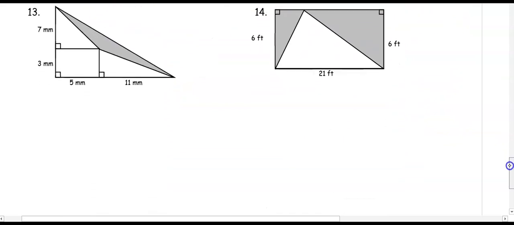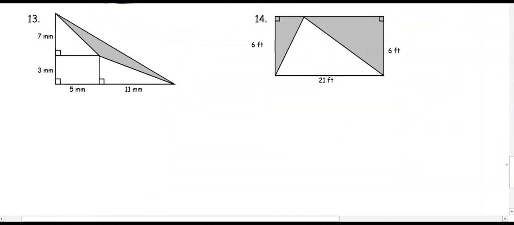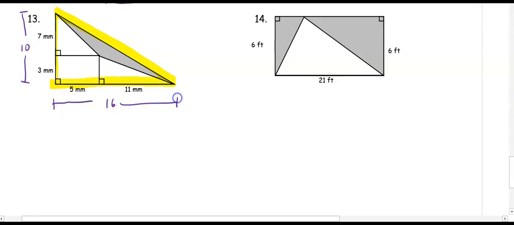The last problems that we're going to look at then are shaded regions. So shaded regions are only part of the picture that we want to find the area for. So in order to do that, we need to find the area of the biggest figure and then subtract out the parts that are not shaded. So in number 13, our largest shape is a triangle. And if we look at that triangle, we see that the height of the triangle is 10 because it's 3 plus 7, and the base is 16.